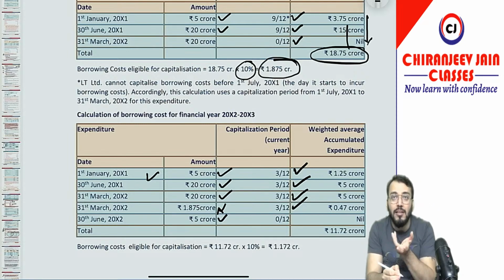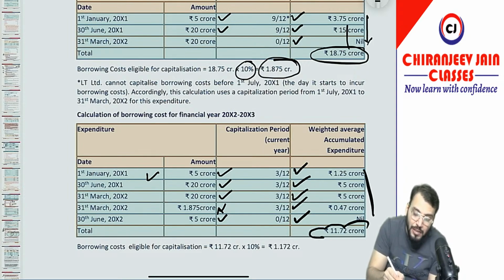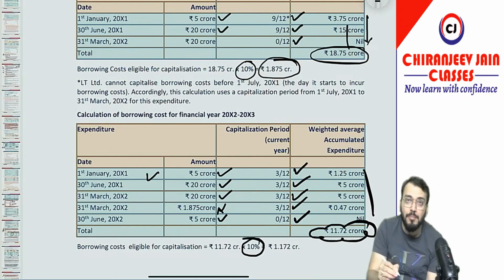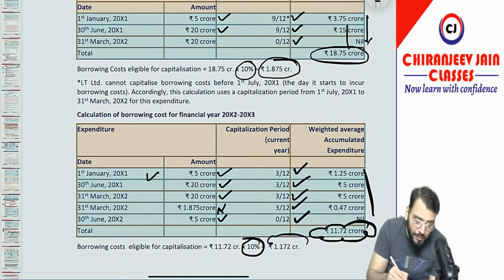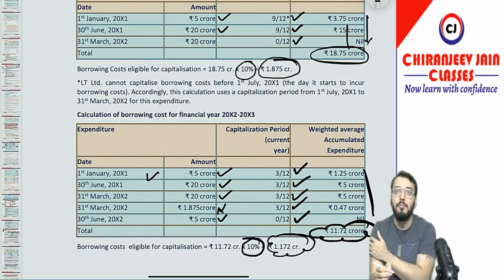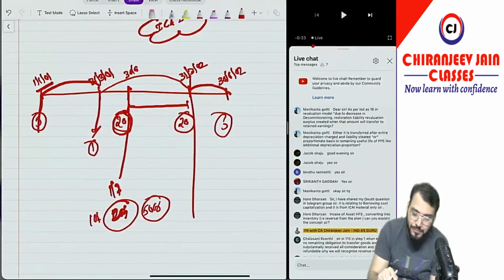Whatever expenditure happened in that, 0 month capitalization, so this becomes average expenditure. On average expenditure multiply with the capitalization rate, because there is only one borrowing, so the capitalization rate will be equal to 10% only. So this becomes the borrowing cost eligible for capitalization. Understood? Very simple. Have you understood now this doubt?